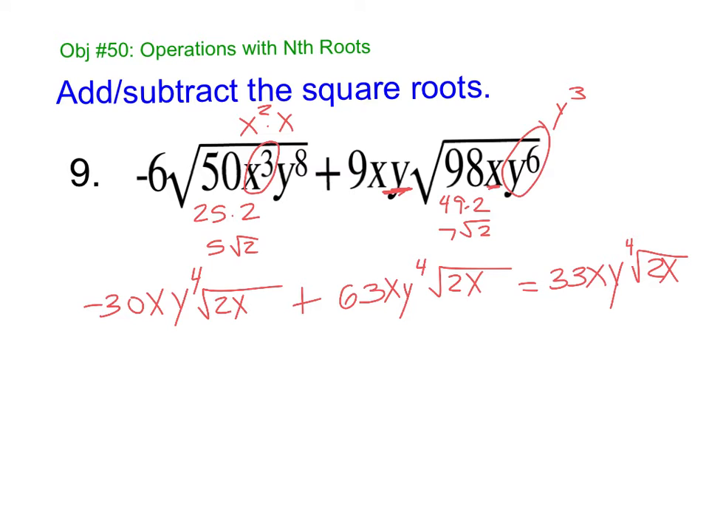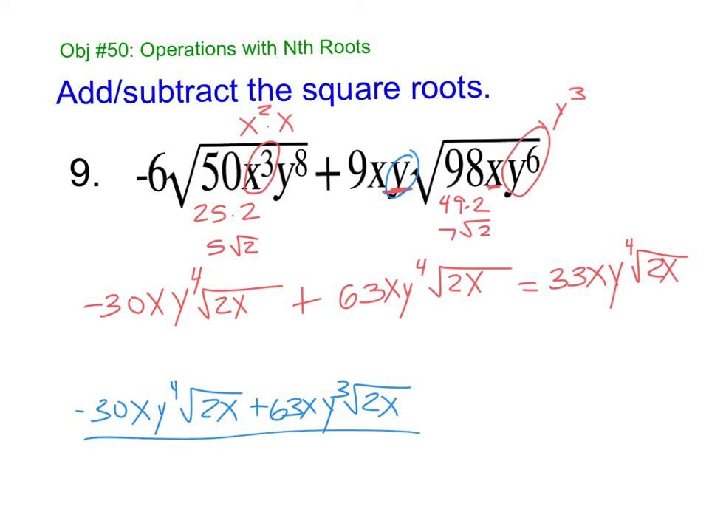Now, let's say you made a mistake on a quiz. Let's say you ignored that y. So you had negative 30 x y to the 4th root 2x plus 63 xy cubed root 2x. If you get that on a quiz, a lot of times students will look at that and be like, oh, I must have made a mistake. I'll just add them together. But that shows me that you don't understand like terms.